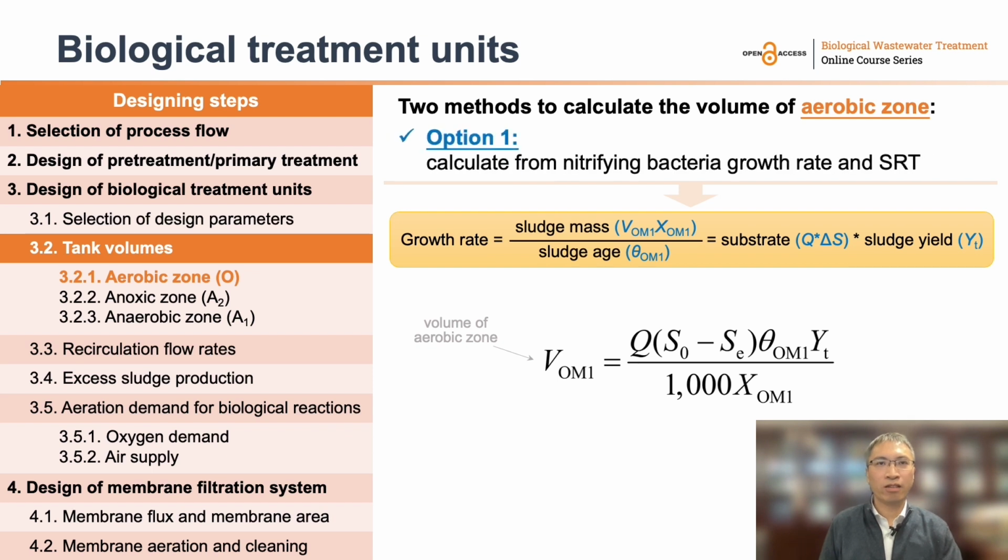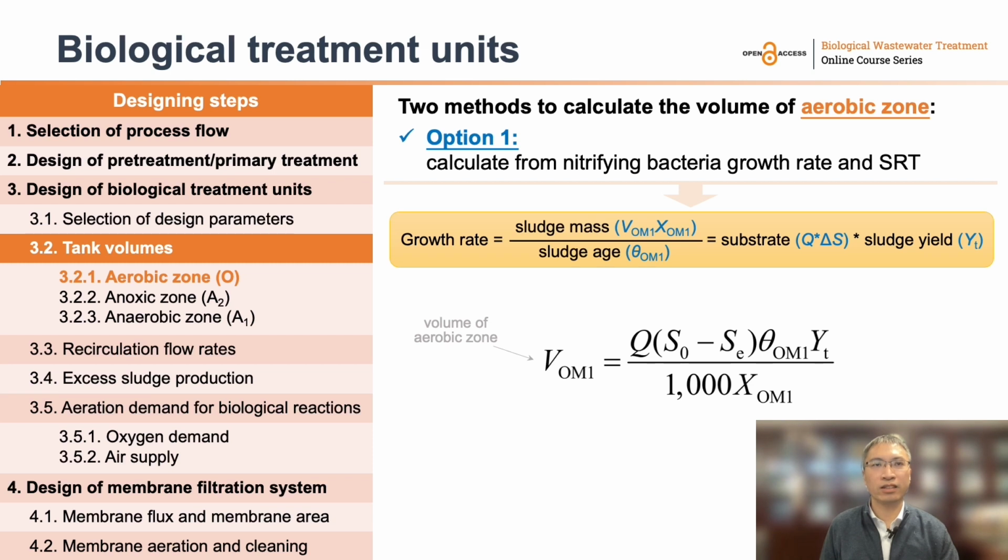For option 1, we calculate the volume of aerobic zone from the growth rate of nitrifying bacteria and SRT or sludge age. From this equation, we can see that the growth rate can be either obtained as a quotient of sludge mass and sludge age, or the product of sludge yield and the substrate amount. We note that the volume is included in the sludge mass term. Therefore, the volume of the aerobic zone can be expressed like this.